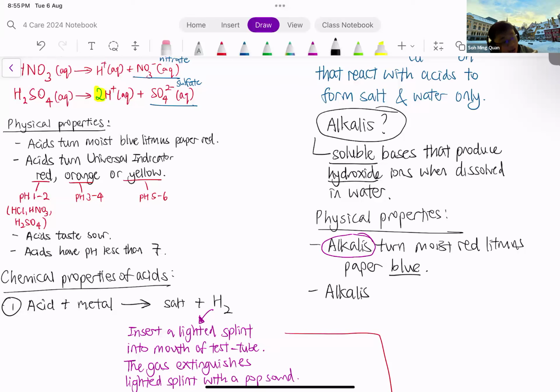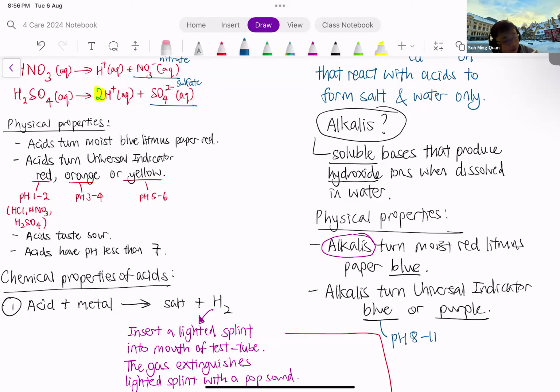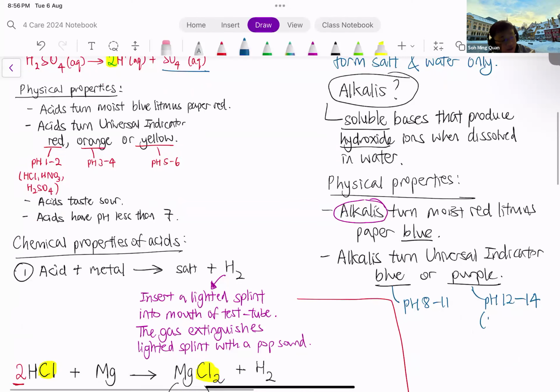Next, alkalis turn universal indicator blue or purple. Okay, we have learned this before. So blue or purple again depends on the pH. Blue is like pH 8 to 11. Purple is like 12 to 14. All right. So most of your lab alkalis, like sodium hydroxide, which is a very common alkali, are at pH 14. Okay. Now, those are the physical properties that you should know by now.